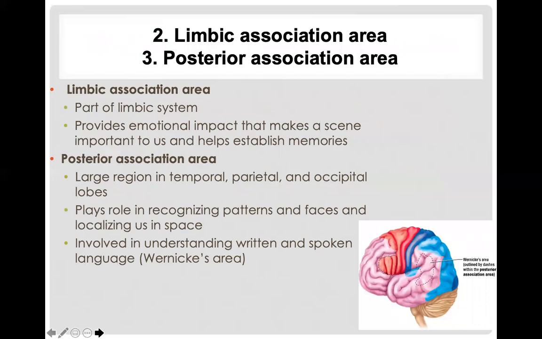Now, when we're talking about the posterior association areas, which is what you basically see in pink right here, this area is part of the temporal lobe, the parietal lobe, and occipital lobe. So as you can see in the picture, it is a relatively large area. Now, again, it carries many functions, but one of the main functions that we want to talk about is the fact that it allows you to recognize patterns and faces within your environment.